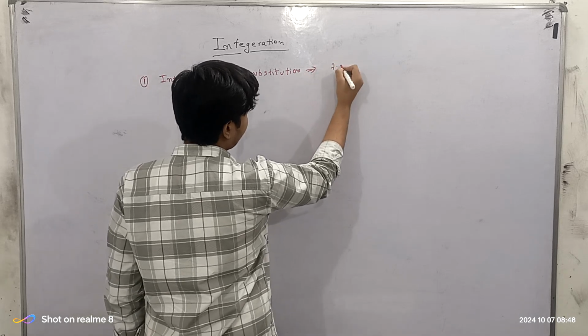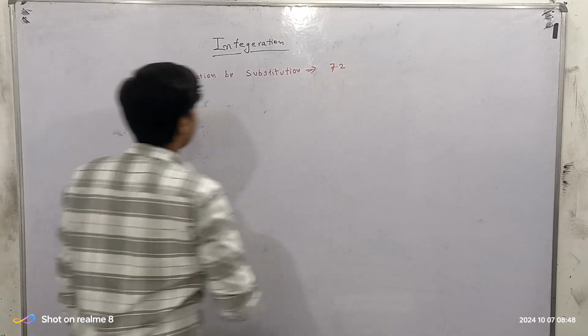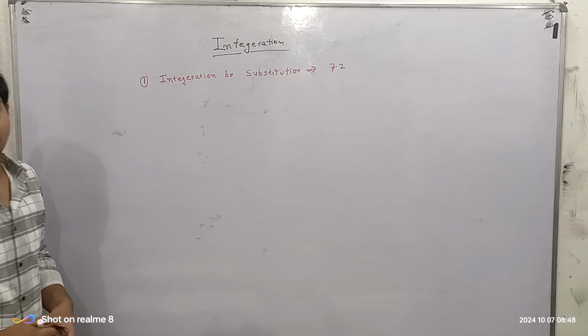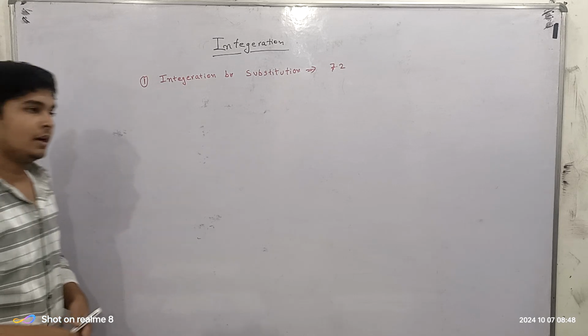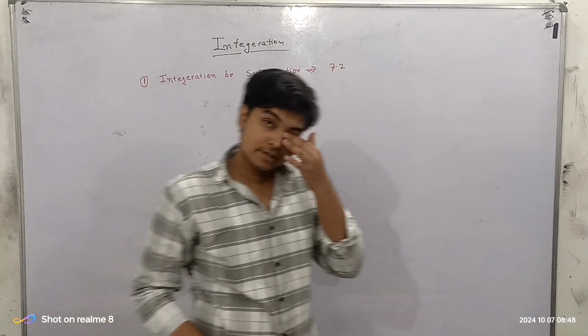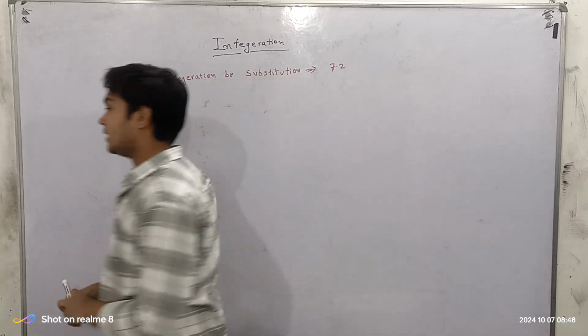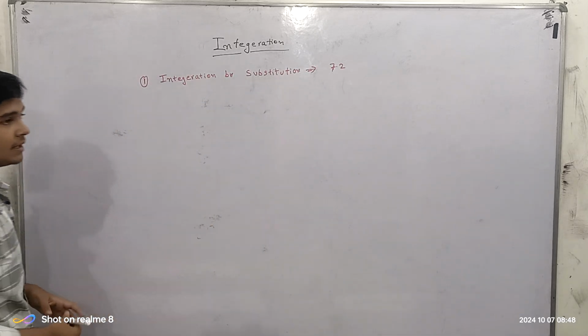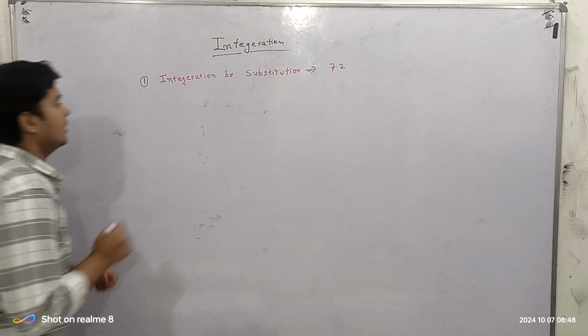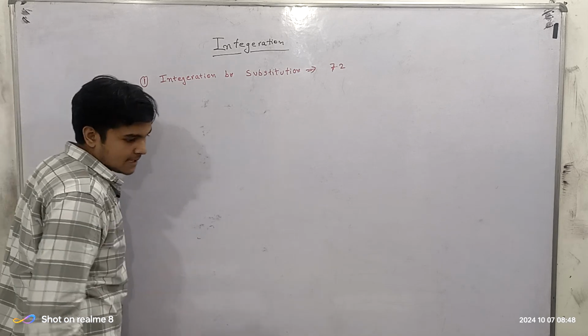We will use this formula in 7.2. Integration by substitution. You know the meaning of substitution. We will let a function, sin x, be t or u, or x as v. We will let any function and then put it, and after integrating, the question's function will come. We are going to discuss it in the second year.